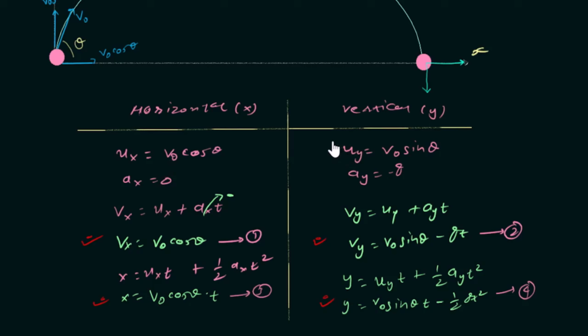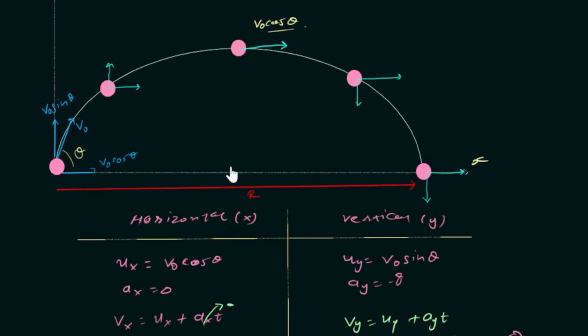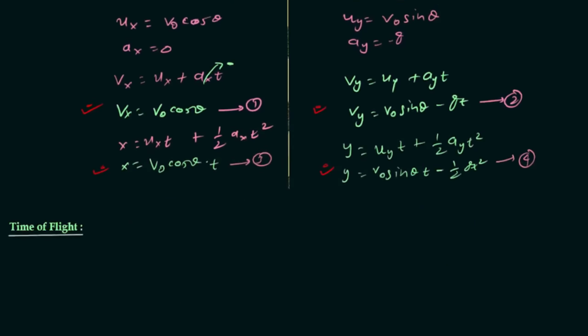The first parameter is going to be time of flight. The second parameter will be range, which is this particular distance. The third parameter will be maximum height reached. The fourth parameter will be the equation of path of the projectile, which means how the object is traveling in two dimensions. Now let us find these parameters one by one.